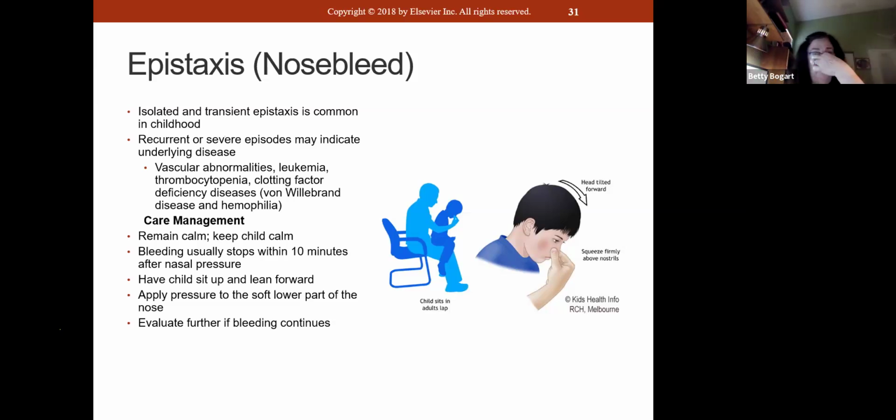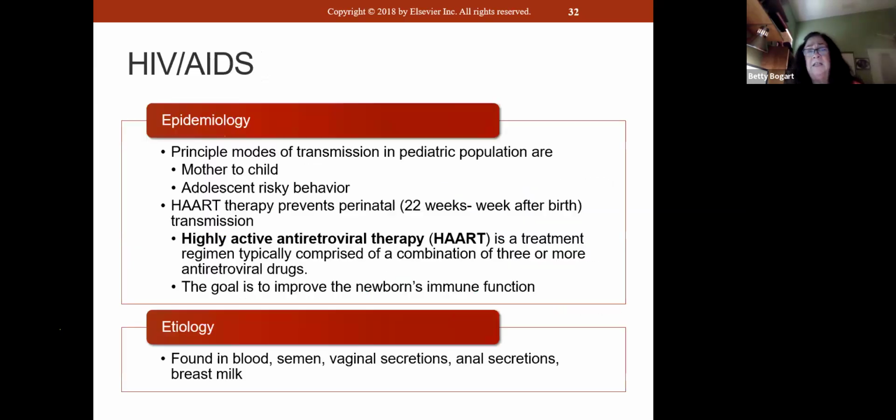Take your finger and your thumb, pinch the bridge of the nose, hold it for 10 minutes. And if you see it, you lean forward. Why do you lean forward? So that you don't swallow it. Let the blood come out if you need to. And if after 10 minutes it's still bleeding, get to the ER.